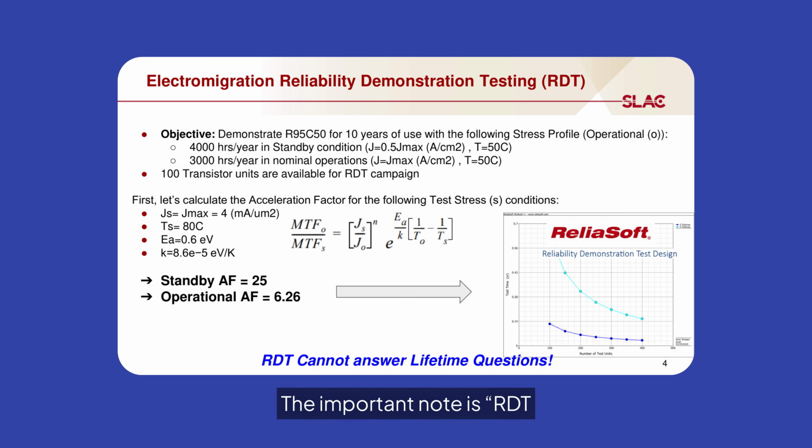The important note is RDT cannot answer lifetime questions. In other words, RDT only shows we pass certain reliability requirements under given use stresses. But if we change the stress conditions, we need to rerun the RDT campaign. This is a major drawback for RDT, and lifetime testing in these cases becomes essential.